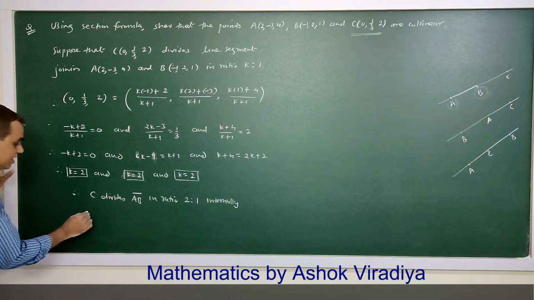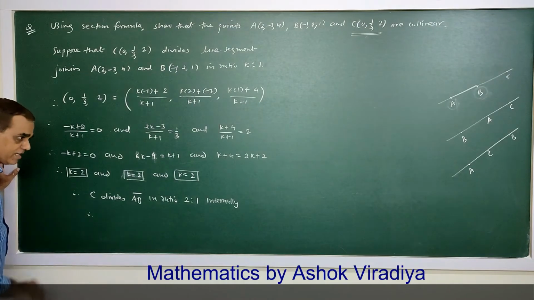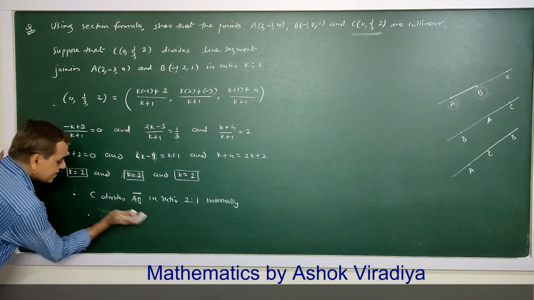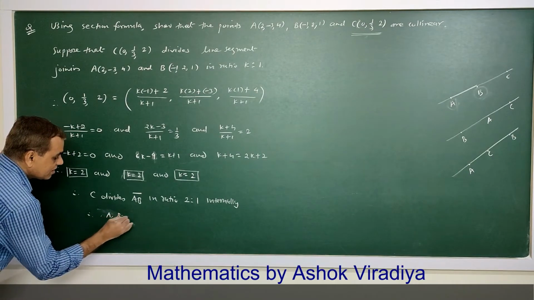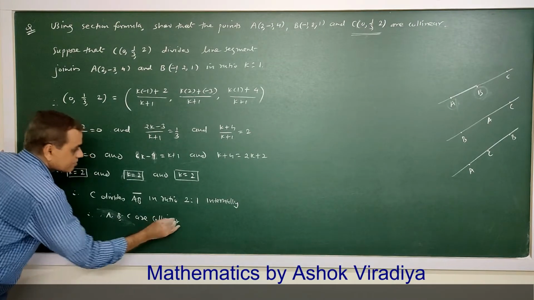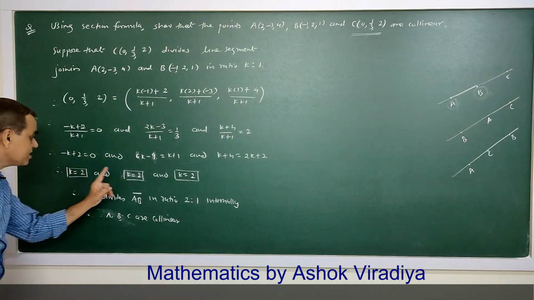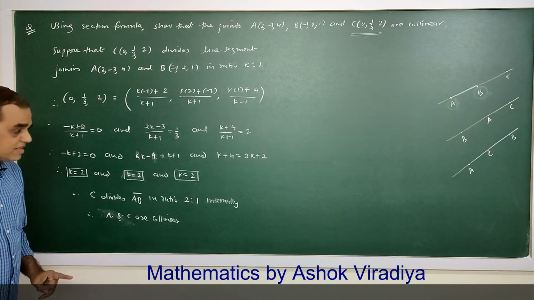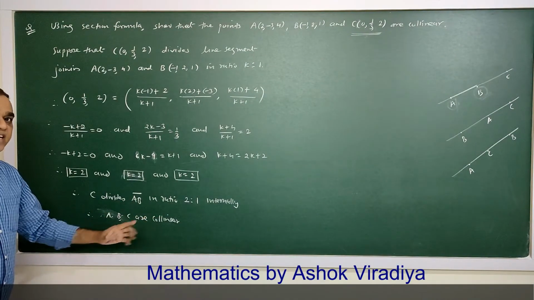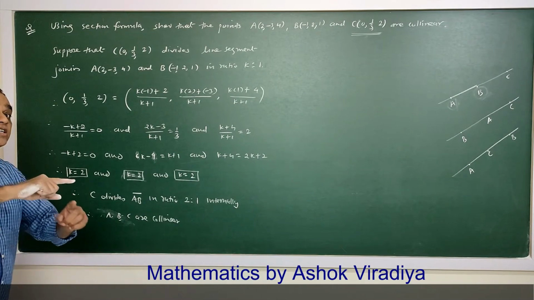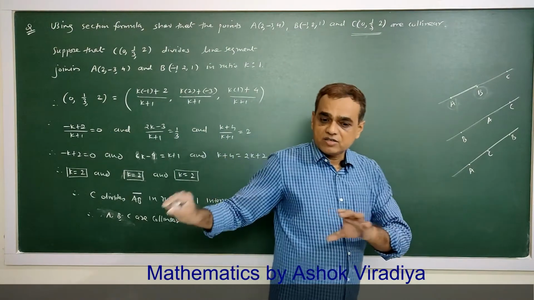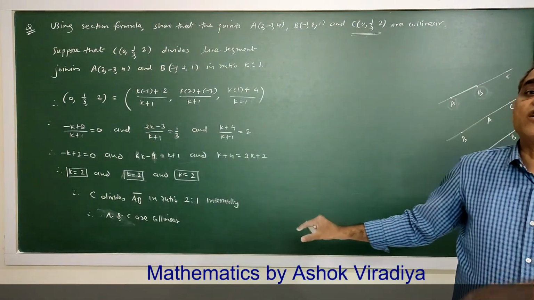That means these points are collinear. So A, B, C, or we can say ABC are collinear. If we don't get these three values equal, that means division is not possible, and it happens only when points are non-collinear. So in that case, we state that the points are non-collinear.